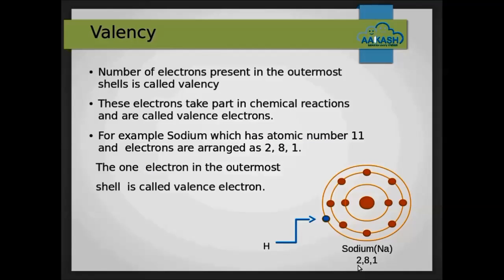Valency. The number of electrons present in the outermost shell is called the valency of that element. This outermost electron is the electron which takes part in chemical reactions. For example, the configuration of sodium is 2, 8, 1, which means it has 2 electrons in the first orbit, 8 electrons in the second orbit and 1 electron in the last orbit. Here, this 1 electron is the valence electron.